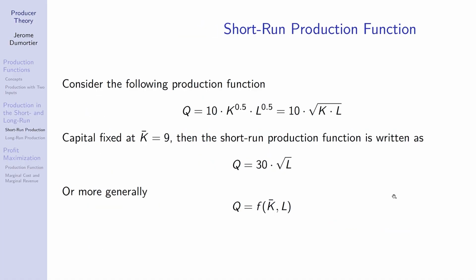Now here, we are looking at the short-run production function, and we derive this from a Cobb-Douglas production function. So consider the following production function, where alpha and beta are set to 0.5, and the total factor productivity factor is set to 10. Then, if capital is fixed at 9, the short-run production function is simply 10 times the square root of 9, which is 3, times the square root of L. And hence, 3 times 10 is equal to 30, and the short-run production function is written as Q equals 30 times the square root of L.